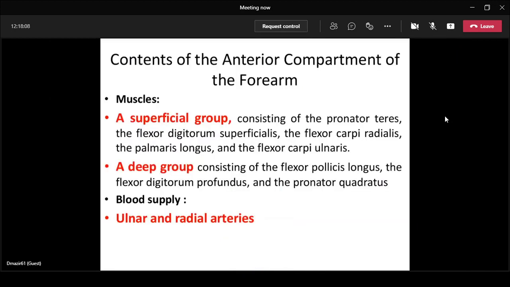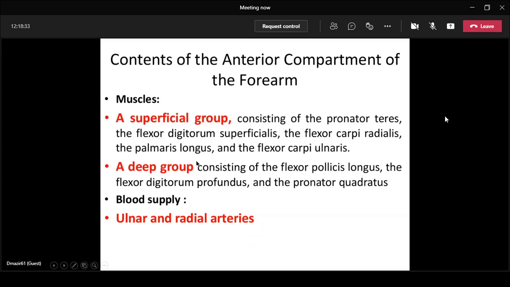Okay. Now we proceed forwards to the contents of the compartment of the forearm muscles. There are superficial muscles, consisting of the pronator teres, flexor digitorum superficialis, flexor carpi radialis, palmaris longus and flexor carpi ulnaris. These are the superficial group.